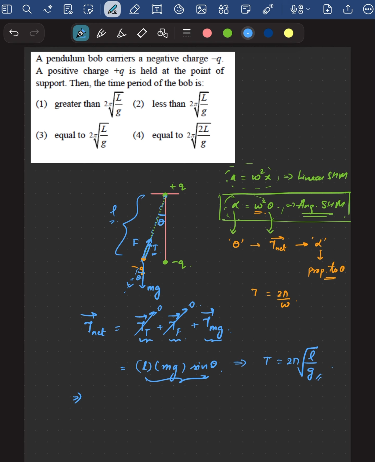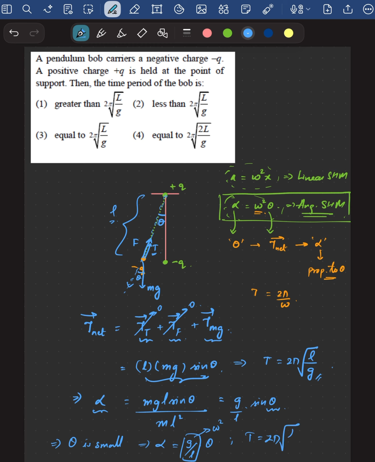So once you've found out net torque, we'll now try to calculate alpha. So alpha will be equal to mgl sine theta, that is your torque, divided by moment of inertia. And moment of inertia in this case will be equal to ml squared. So we'll get alpha to be equal to g by L sine theta. And the aim is to always get alpha proportional to theta, right? So we'll assume that this is only applicable for small angles. So if theta is small, we get alpha to be equal to g by L into theta, which means this term becomes omega squared. So time period then will become equal to 2 pi under root of L by g, since time period is equal to 2 pi by omega, right?